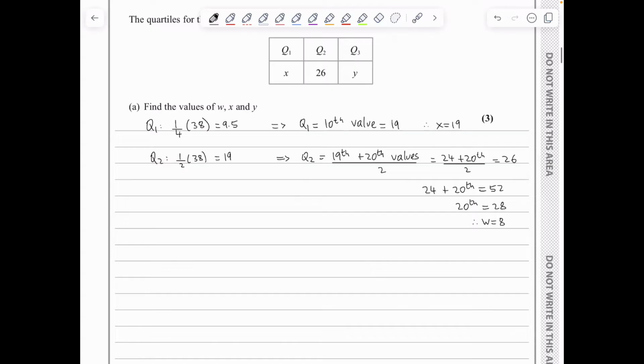Now for Q3, I will be evaluating 3/4 of 38, which gives an answer of 28.5. And therefore, the upper quartile Q3 will be given by the 29th value. Well, looking at the stem and leaf diagram, this is 37. And therefore, we conclude that Y is equal to 37.